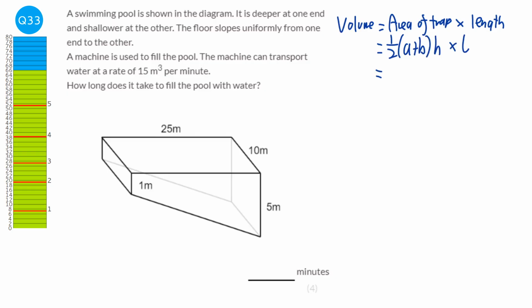Now a and b are the two parallel sides, which will be this one and this one, and then the h is the perpendicular line that hits both of them at 90 degrees, which is what perpendicular means, between the bases. So this will be the 25 meters here. So it's going to be half, and then we're going to add 1 and 5, times that by 25. The length is how 3D it is, so it would be that 10 there. So we're going to times that by 10, and that will give us 750. So it's 750 meters cubed.